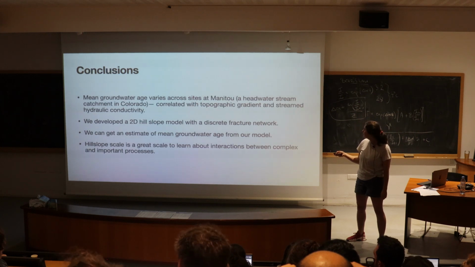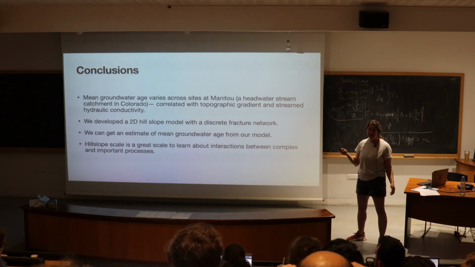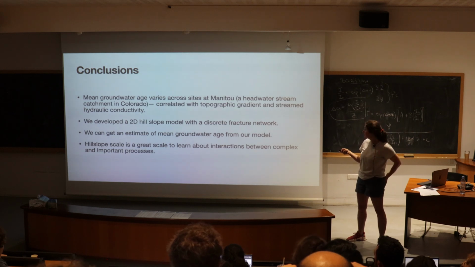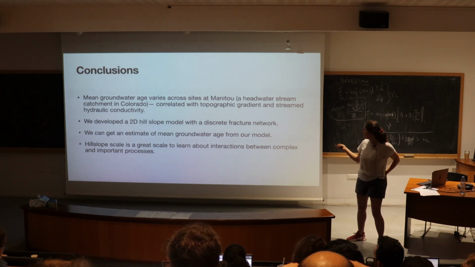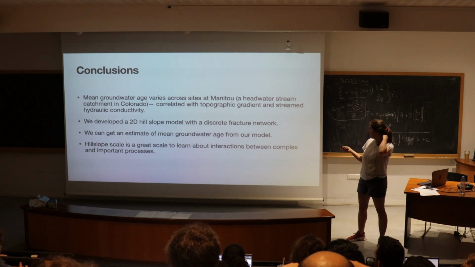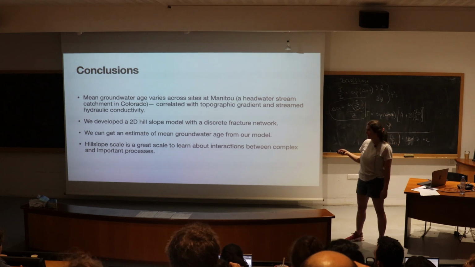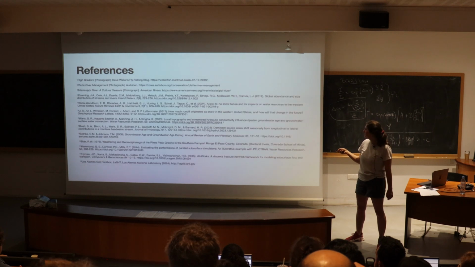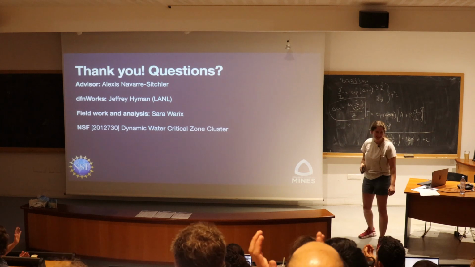So my conclusions: groundwater age varies across the site at Manitou, and mean groundwater age is correlated with topographic gradient and streambed hydraulic conductivity. And we've developed a 2D hill slope model with a discrete fracture network to hopefully get at mean groundwater age from our model. And I guess I just put this in here: I think the hill slope scale is a great scale to learn more about these processes, but I guess it depends on what you're looking at. These are references, and that's that. Thank you for your attention.